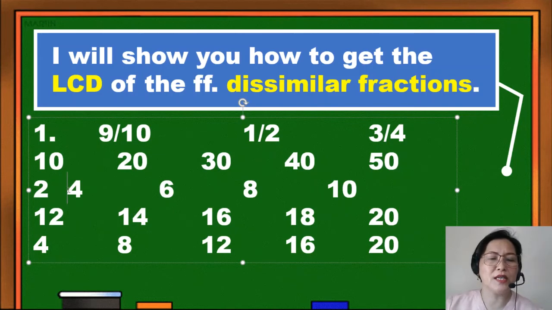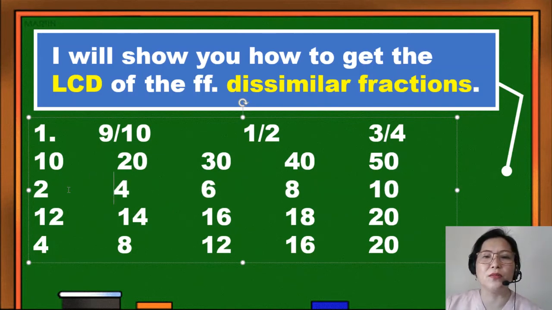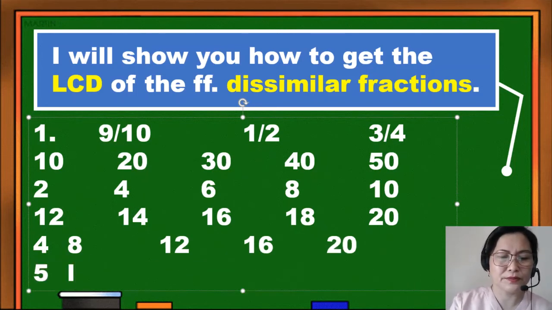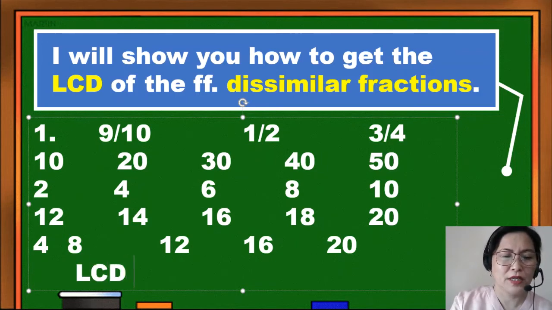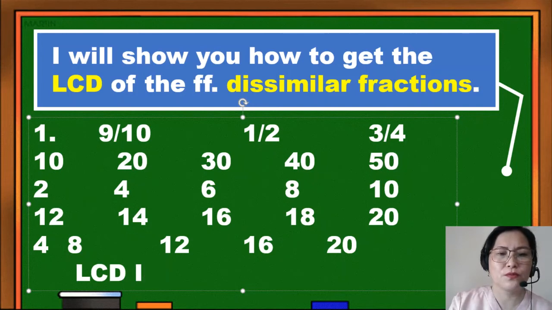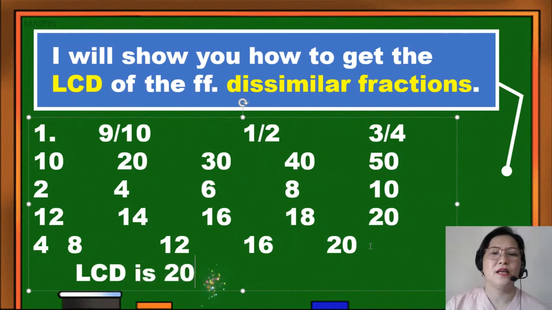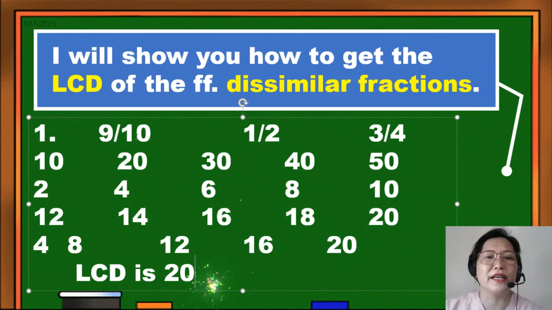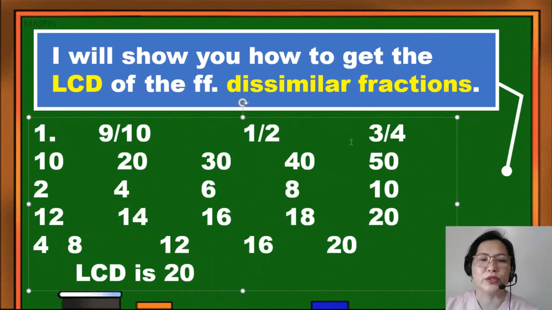Now, can you see that there's already a common multiple among them? Yes. What is that common multiple which will become the LCD or least common denominator? You're correct. That is 20. So the least common denominator is 20. That's the least common denominator of 9/10, 1/2, and 3/4.